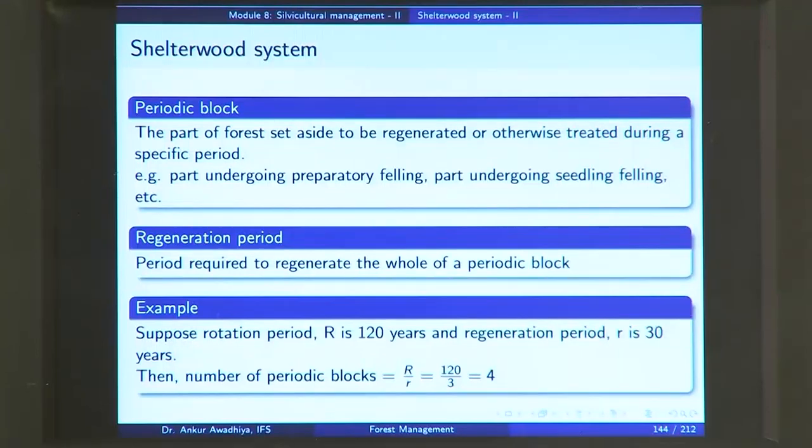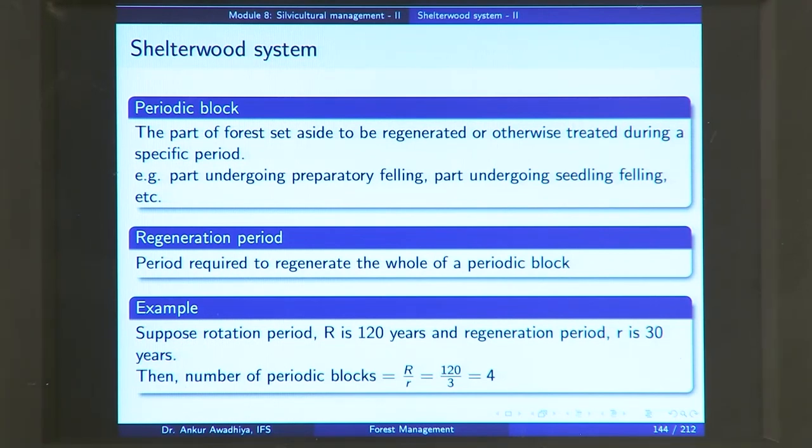Regeneration would mean that you have the seeds that are coming into that area, those seeds are getting germinated, and then they are establishing themselves. So, how much time does it take for all these operations to happen in one periodic block? That is the regeneration period. How much time do you require to regenerate the area in one periodic block? That is the regeneration period.